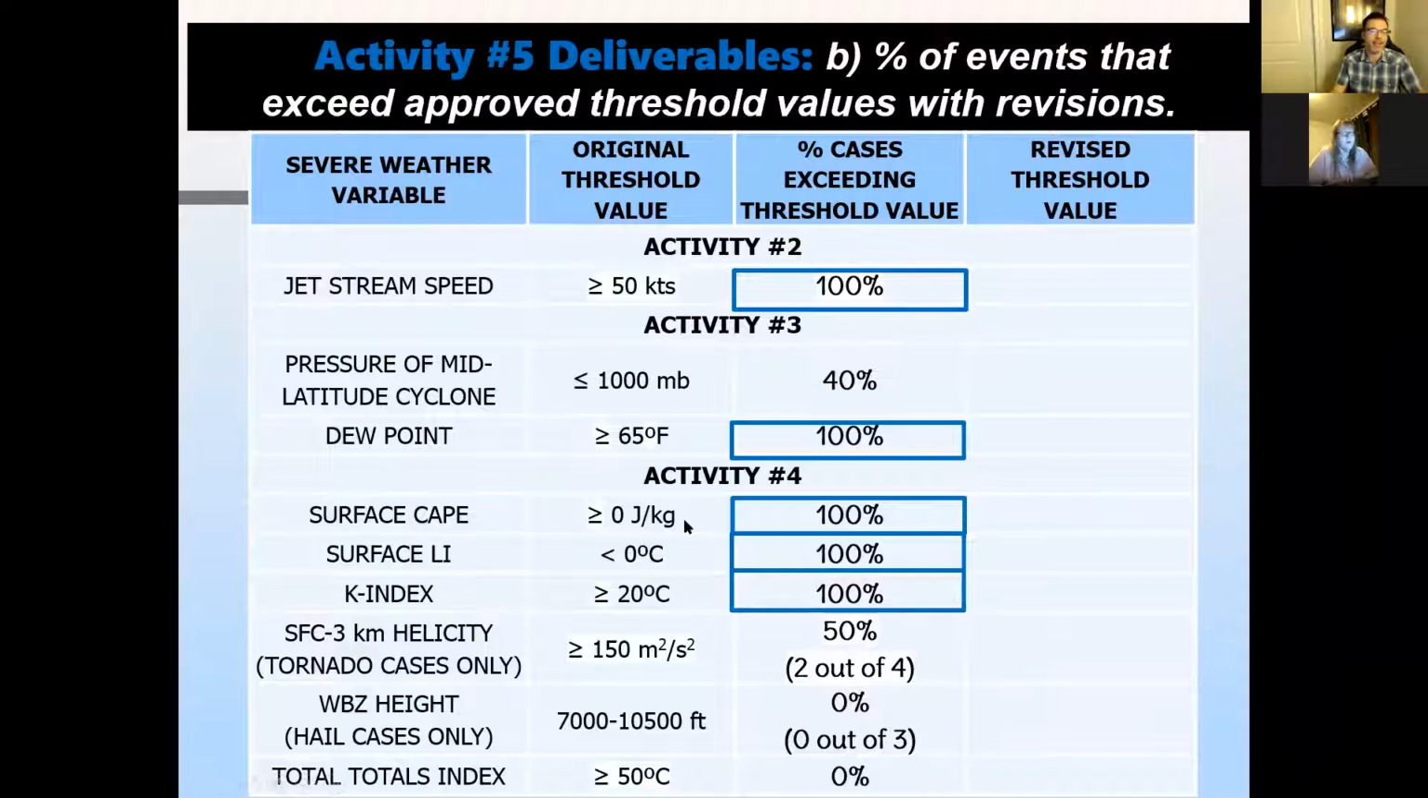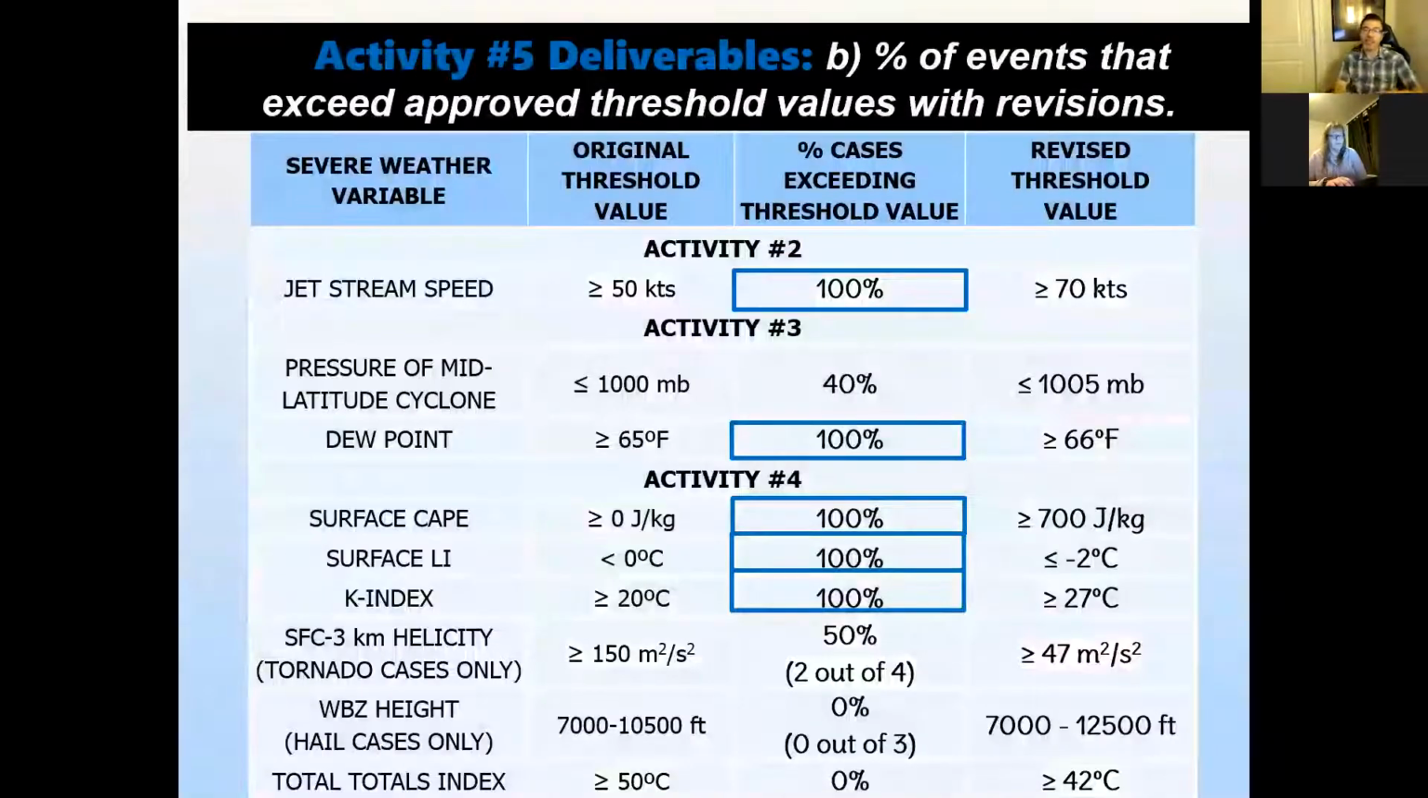And what a result here. It looked like in 2019, we had all 5 cases had a jet stream. We had a very strong jet stream. We had a moist atmosphere. We had an unstable atmosphere, which are generally key ingredients that you need for severe weather.